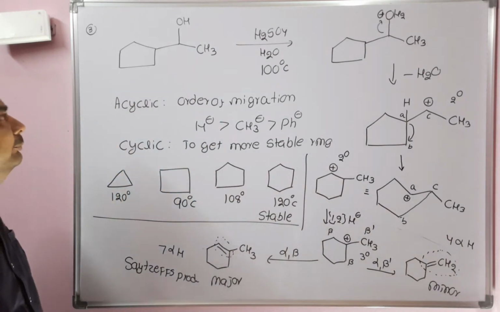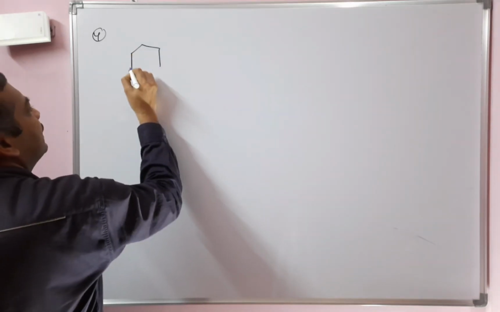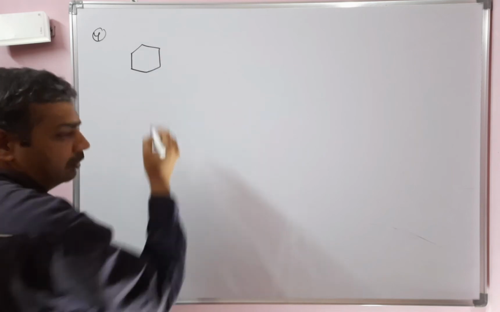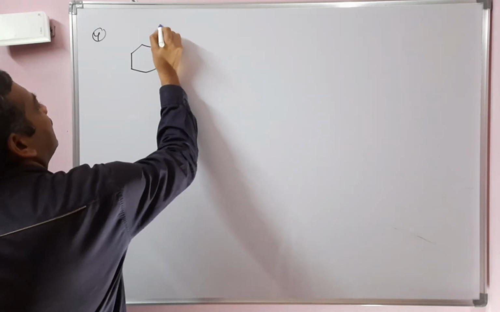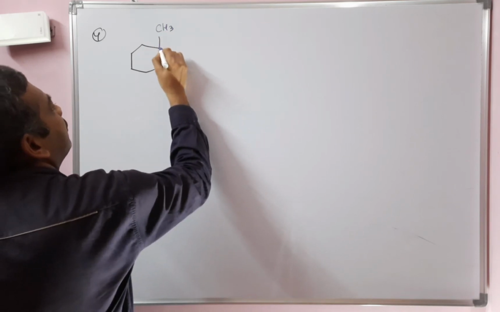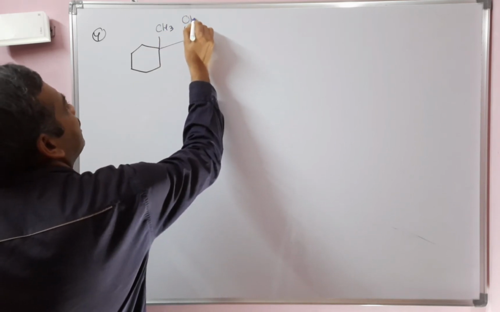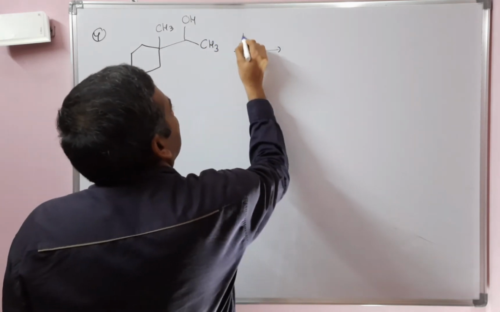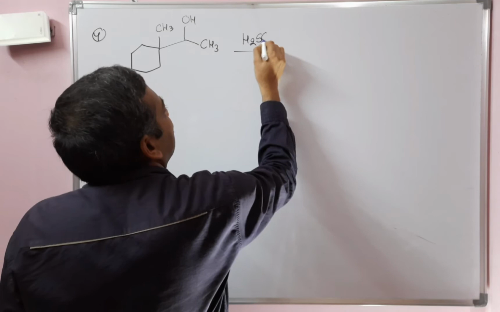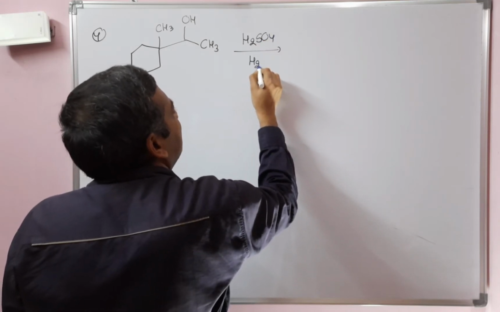Our next problem. Now we will take the cyclohexyl group, methyl, OH, CH3, H2SO4 water at 100 degrees centigrade.